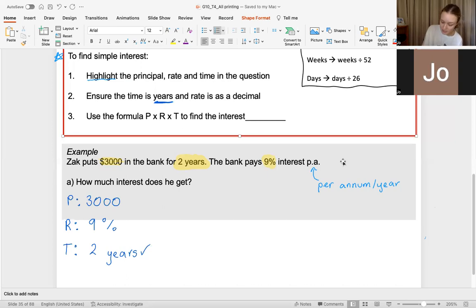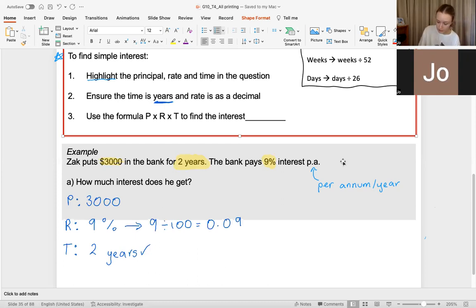The rate is as a decimal. My rate is not a decimal. I need to change 9% to be a decimal. To do that, as it said above, you go the number divided by 100. And if I do that on my calculator, 9 divided by 100 is 0.09. So now we're going to use our formula.